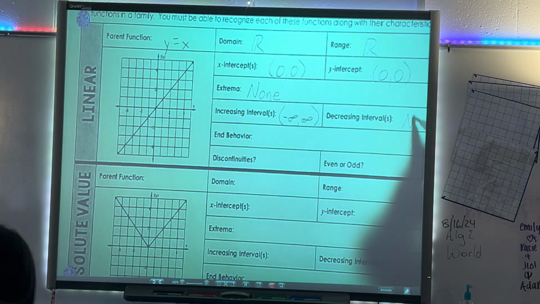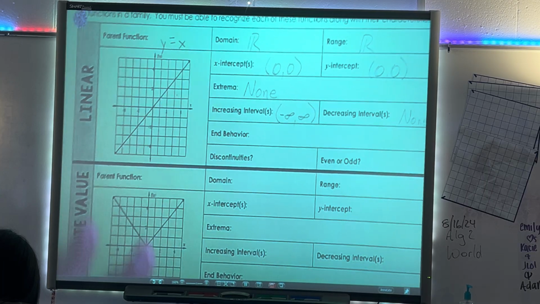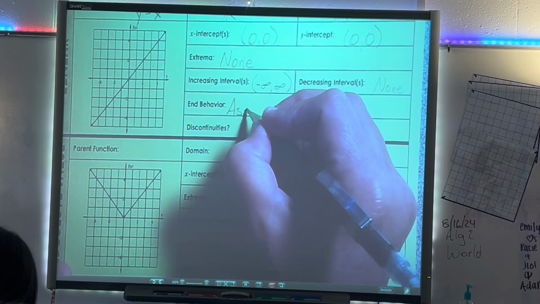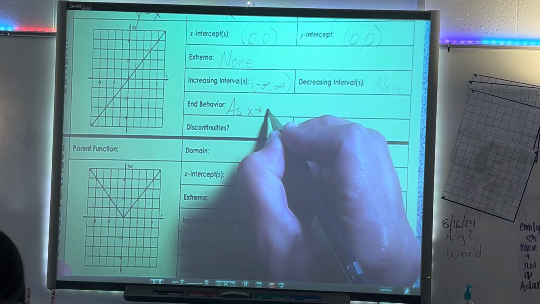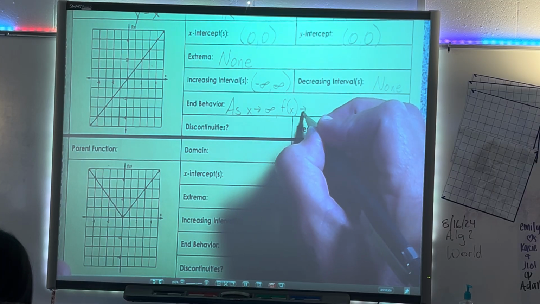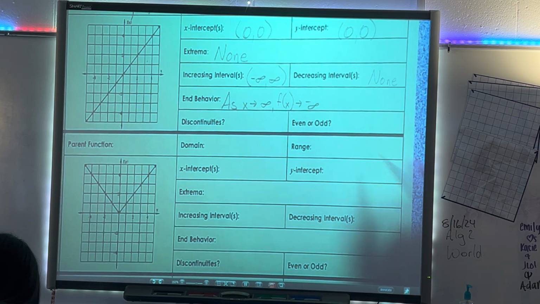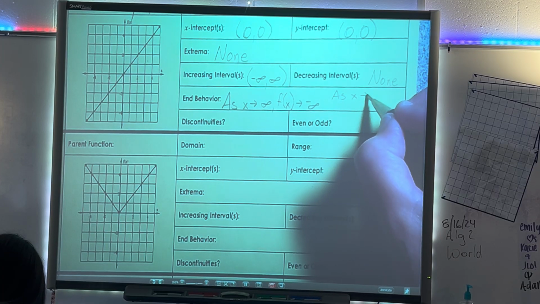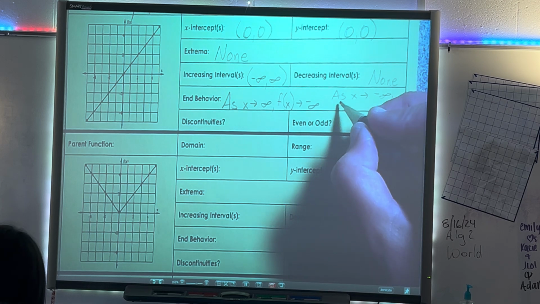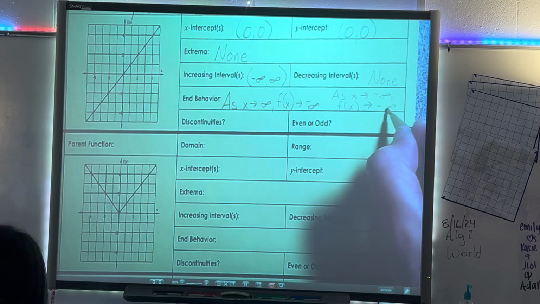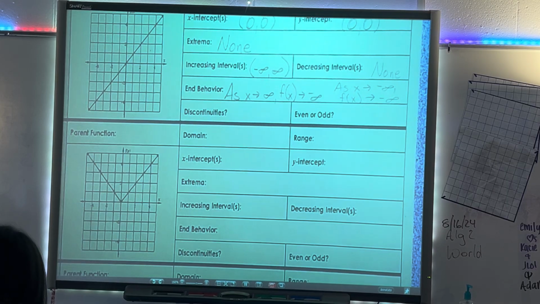Decreasing intervals are none. Alright, end behavior, and in pre-cal, we do have to write this out. They don't pre-print it for you. So as x approaches infinity, f of x approaches infinity, we don't really give you enough room. And then your other one is as x approaches negative infinity, f of x approaches negative infinity. So they match for linear.